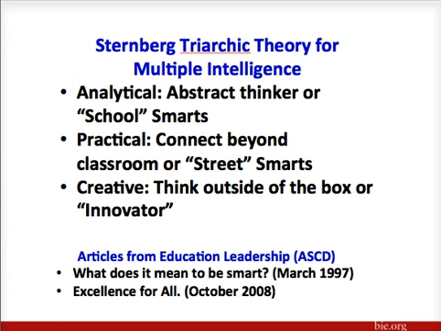We can also look at an example as in Sternberg's Triarchic theory of multiple intelligence. Many are familiar with Gardner's multiple intelligence and perhaps use it in your work. Sternberg talks about three primary multiple intelligences that we all have the capacity to do well in. That is analytical, which is the abstract thinker, a typical way that instruction is taught in school. Practical thinkers are those who say, show me how this relates to my life. Show me how what we're learning connects and makes sense. And the creative thinker is the innovator, someone who sees things from different perspectives.